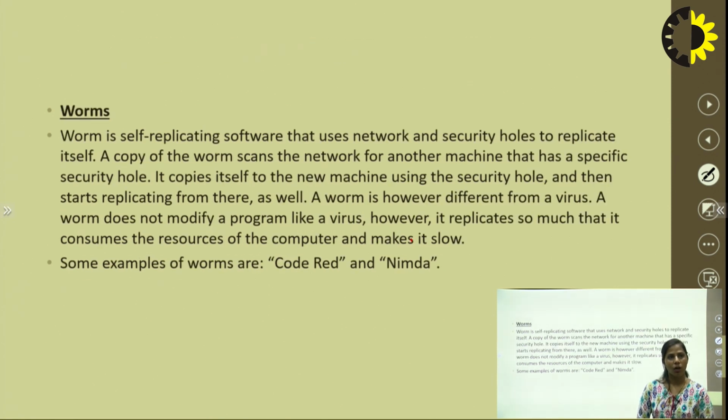Next one is worms. What is a worm? A worm is self-replicating software that uses the network to replicate itself. That means it can be generated automatically. For example, we have a particular machine, and it can replicate automatically. When we copy from one machine to another machine, it gets copied and can be generated multiple times. It does not modify a program, but it can corrupt things. Some examples of worms are Code Red and Nimda.